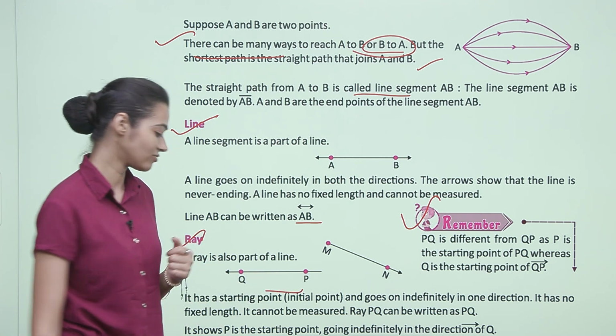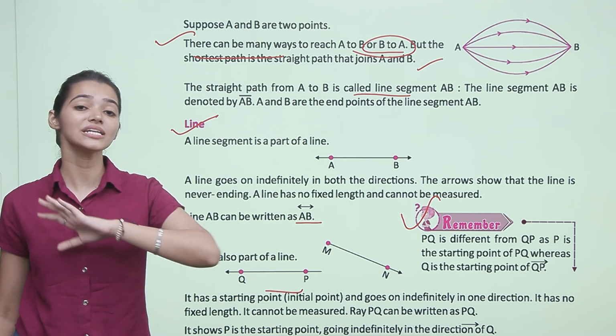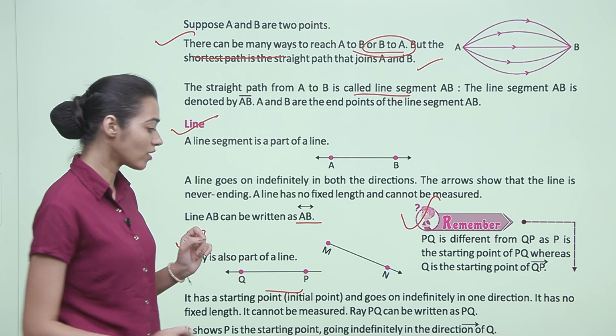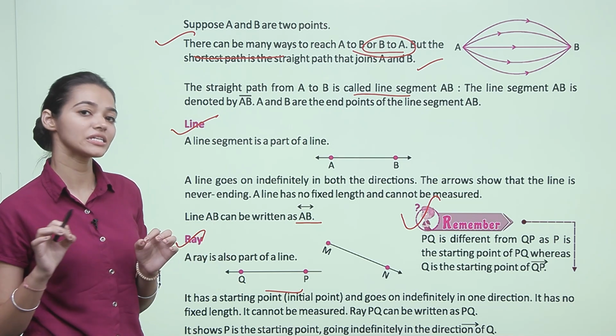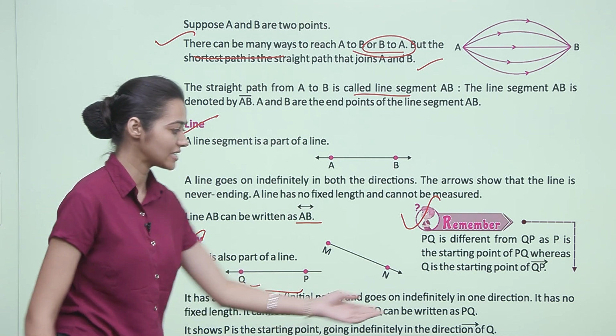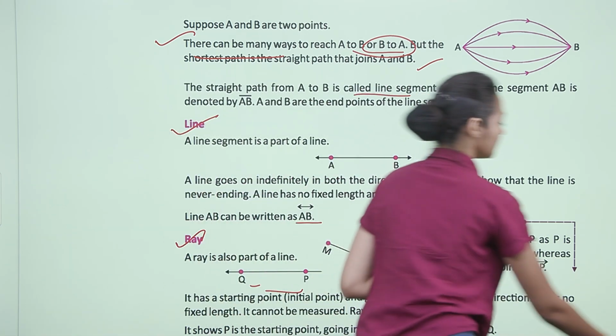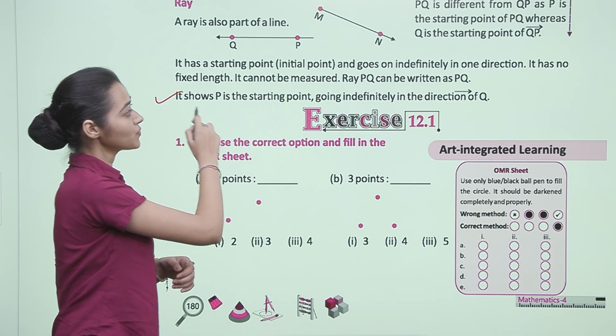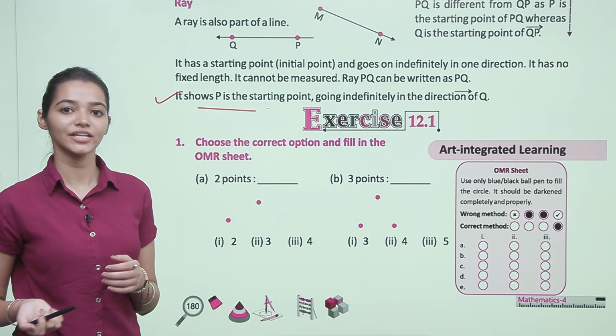Now let's start with ray. A ray is also a part of a line. It has a starting point and goes on indefinitely in one direction, and it has no fixed length. It cannot be measured as it does not have a definite length. So ray PQ can be written like this. It shows P is the starting point and it goes indefinitely in the direction of Q.